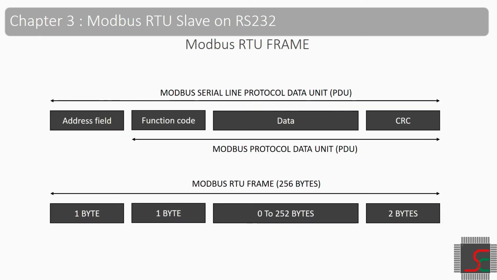This slide you might remember is from chapter 1. The blocks shown are the Modbus serial line protocol data unit. We shall understand the concept of a Modbus frame before we go further. A Modbus message frame starts with an address field and a function code. Each of these fields is 1 byte. Then the third field is the Modbus data, up to 252 bytes.